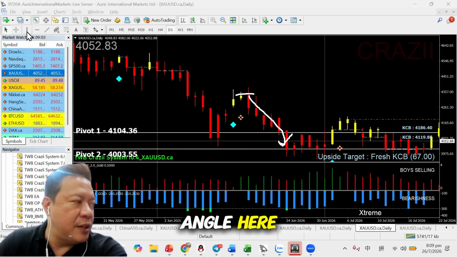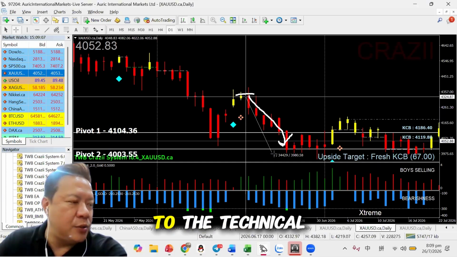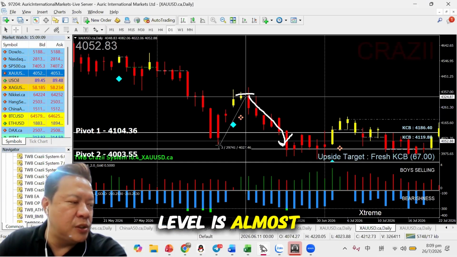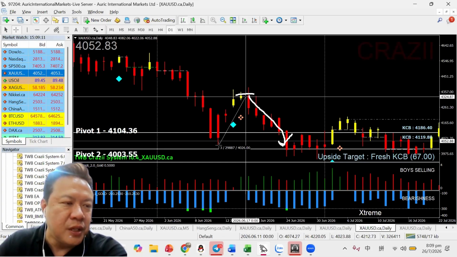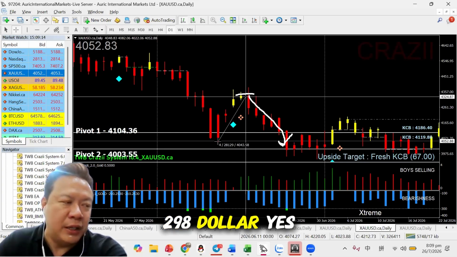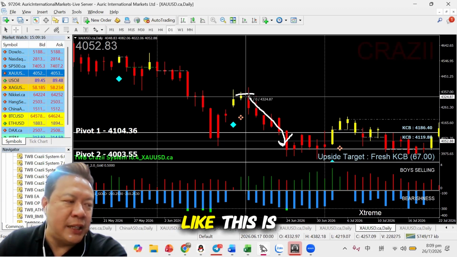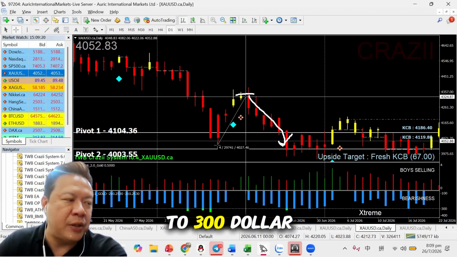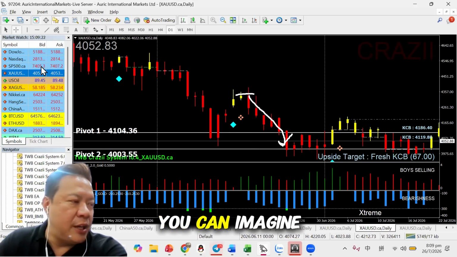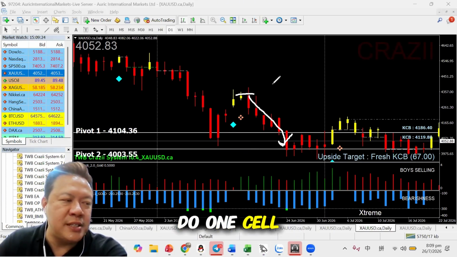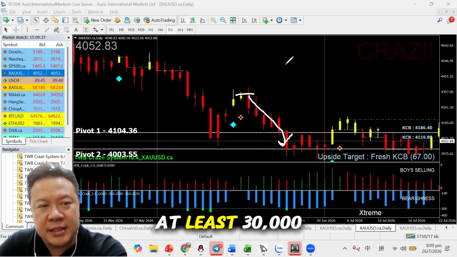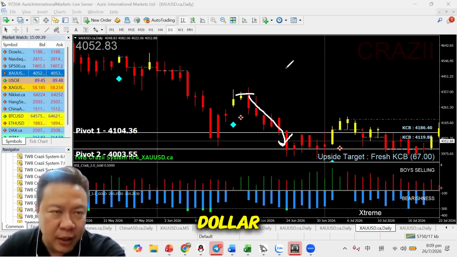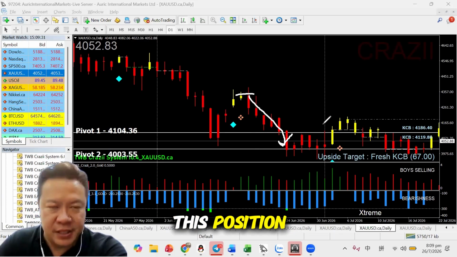Now, from this angle here, from this point of selling to the technical level is almost $298. Yes, just a little movement like this is actually worth a $200 to $300 movement. Now, you can imagine if you basically do one sell contract, you will make at least $30,000 if you hold this position.